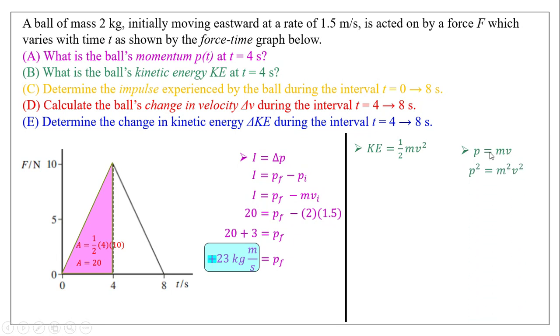I'm actually just going to square both the left side and the right side. So squaring the left side equals P squared. If I square the right side, every term has to get squared, so it'd be M squared V squared. But here you notice I have a V squared, which is essentially what I need in KE.